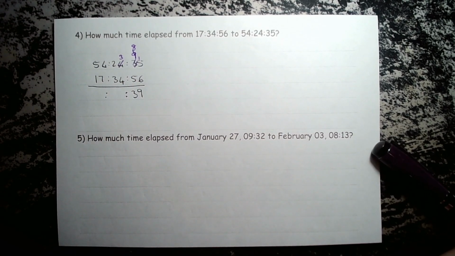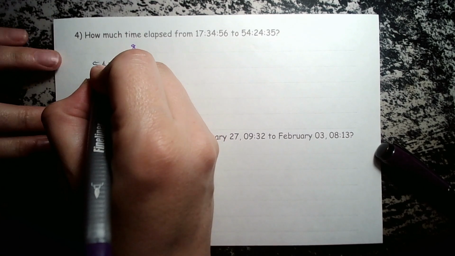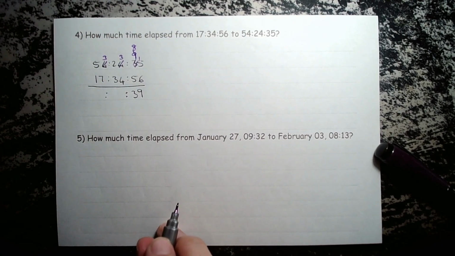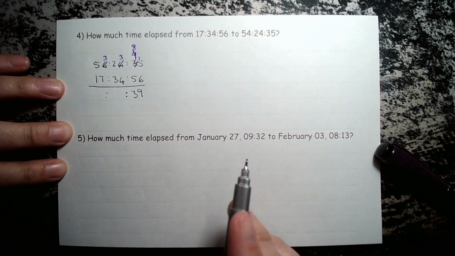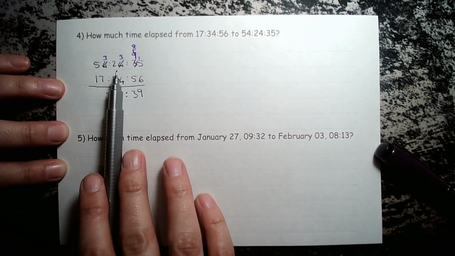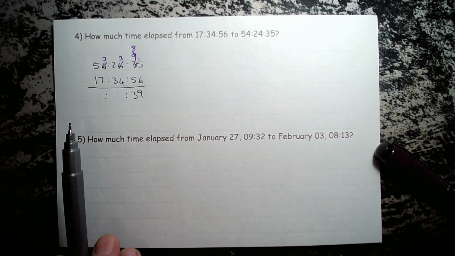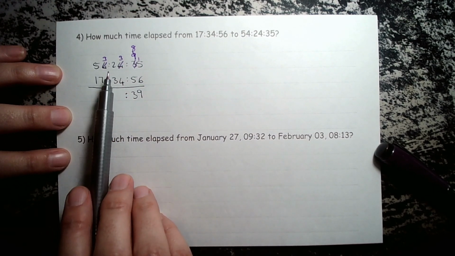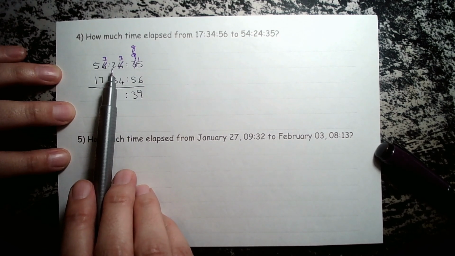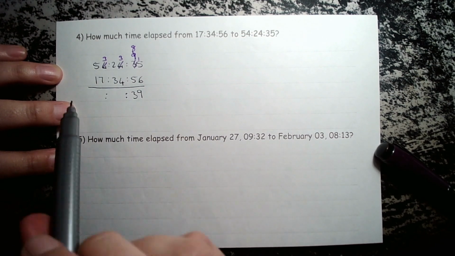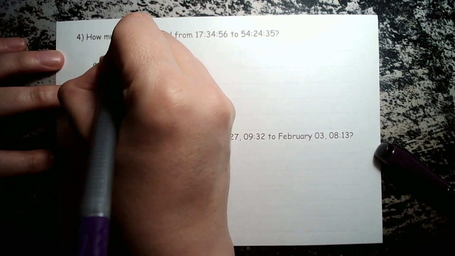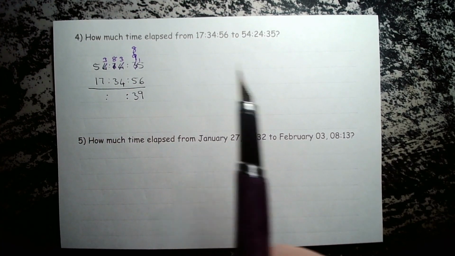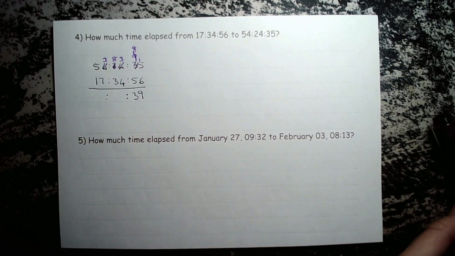23 minus 34, we cannot do that. So we go and borrow. We are left with 53 there. Apologies, I was wrong here. It's seconds, but 1 minute is in any case 60 seconds. So we have borrowed 1 hour, which is 60 minutes, which means that it is now, instead of 23 plus 60, we have 83. So we have 83 minutes minus 34 minutes.